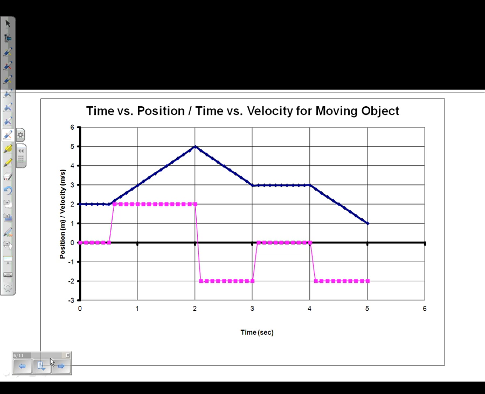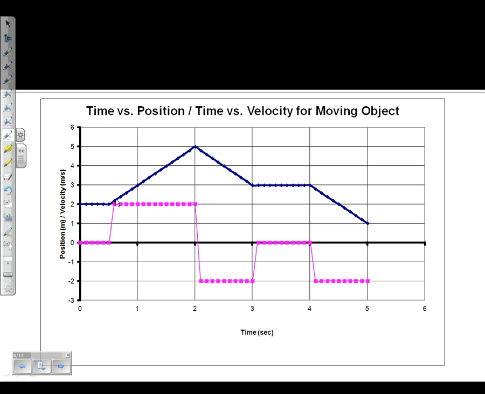There's the corresponding time versus velocity graph that goes along with the blue time versus position graph. Remember we said that any horizontal line on a position graph is representing an object that is standing still, has no velocity. So there are two portions of this graph that are horizontal, from 0 to about 0.5 seconds, and then from 3 seconds to 4 seconds. So velocity-wise, the velocity graph is 0 at that point in time. It's a straight line along the x-axis.